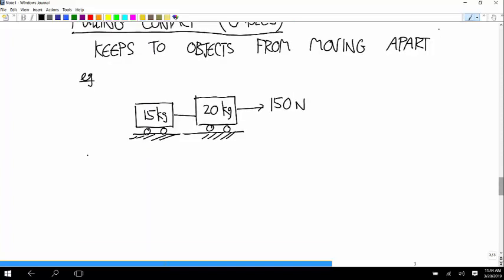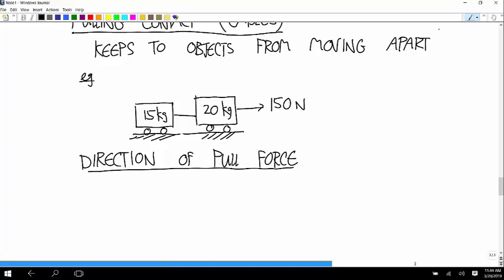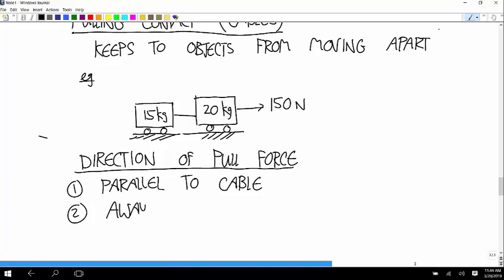And the direction of a pulling force is parallel to the cable. And this time, with pushing contacts, the force was toward the chosen body. This time it's away from the chosen body.